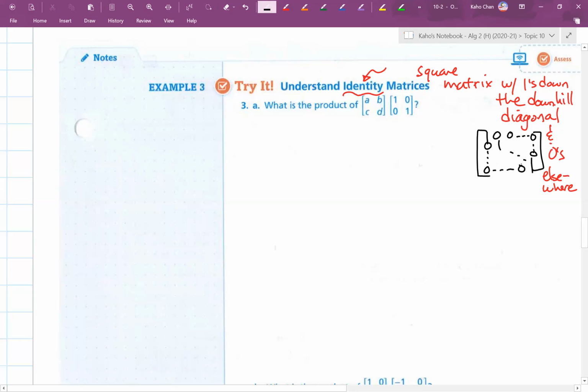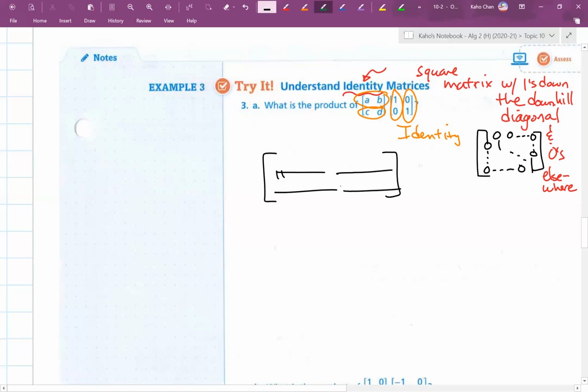For example, take a look at 3A here. Circle the rows of 3A, multiply by the identity matrix, and see what happens. Here we go. A times 1, B times 0. Great, that takes care of 1, 1. Second product here, A times 0, B times 1.